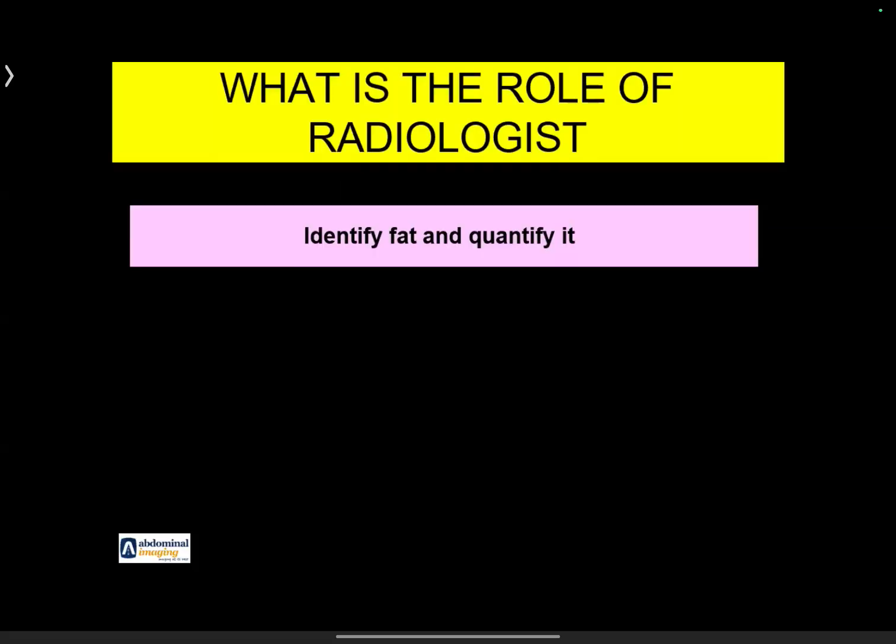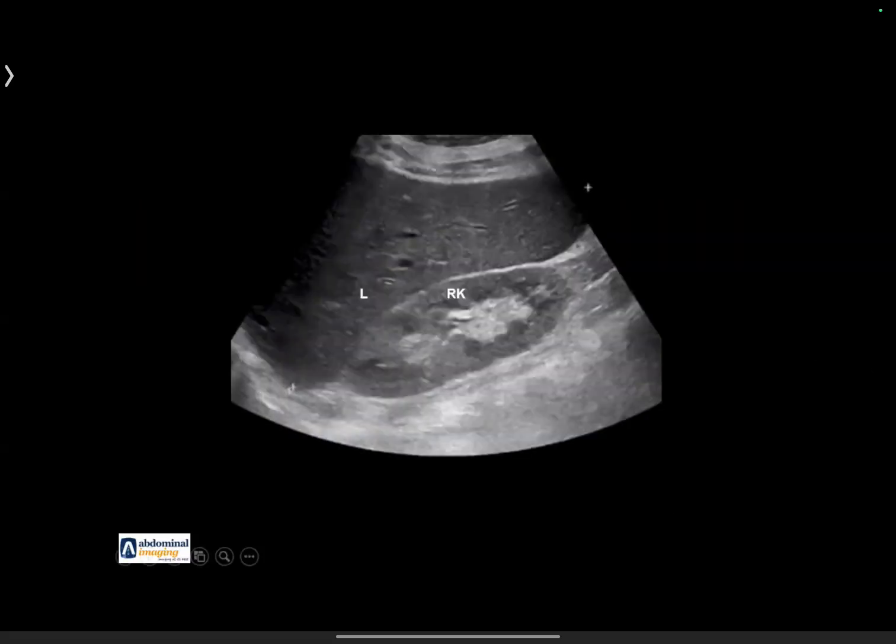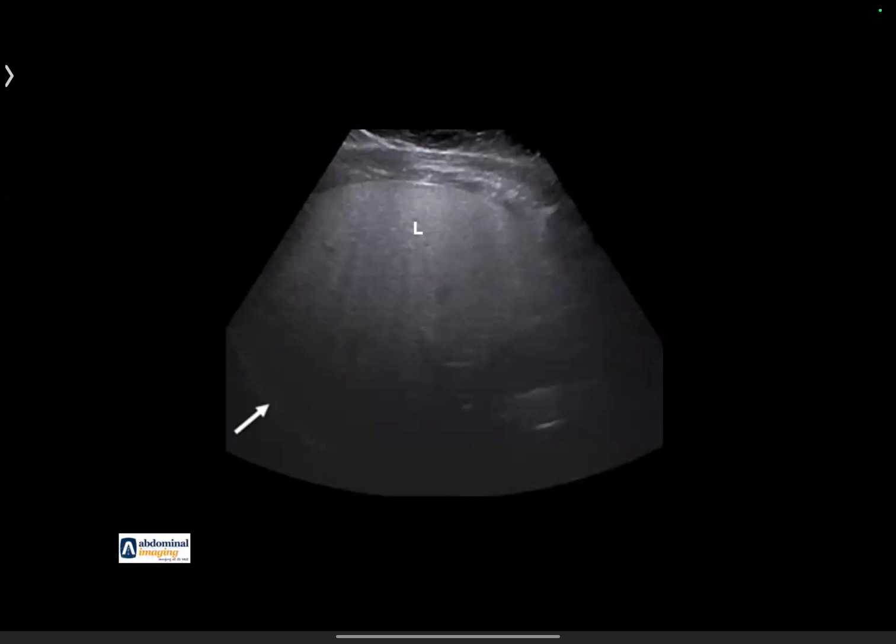So as a radiologist, our first job is to identify fat, and we try to quantify it. So let's see. You always look at the liver in relation to the kidney, and you assess the echogenicity of the liver. If the liver echogenicity is more, then you call it a fatty liver. There is a problem. These patients are obese and have quite severe fatty liver. The posterior visibility is too limited. So in such cases, you have to order a cross-sectional imaging for better assessment.